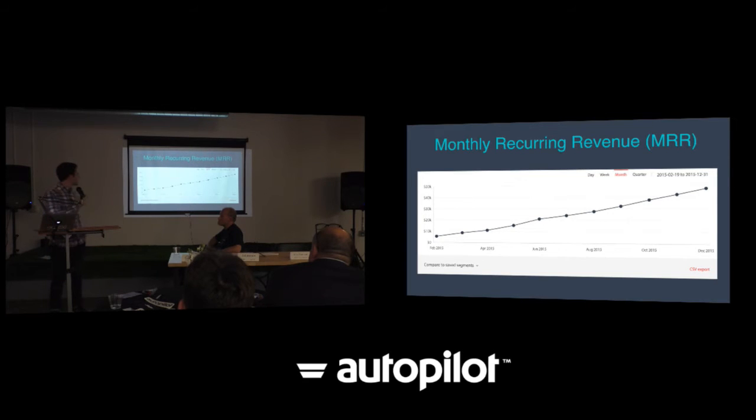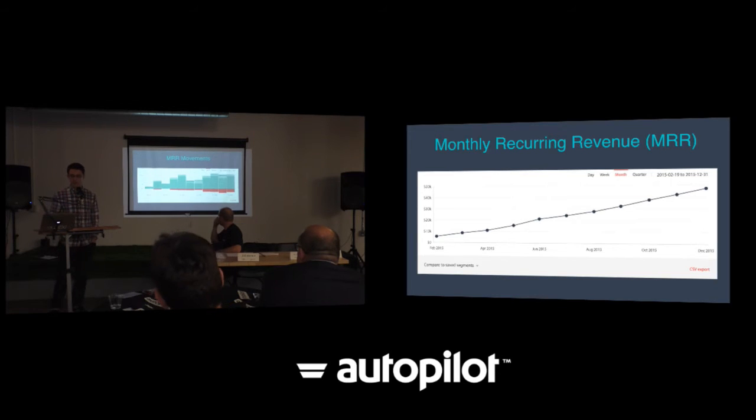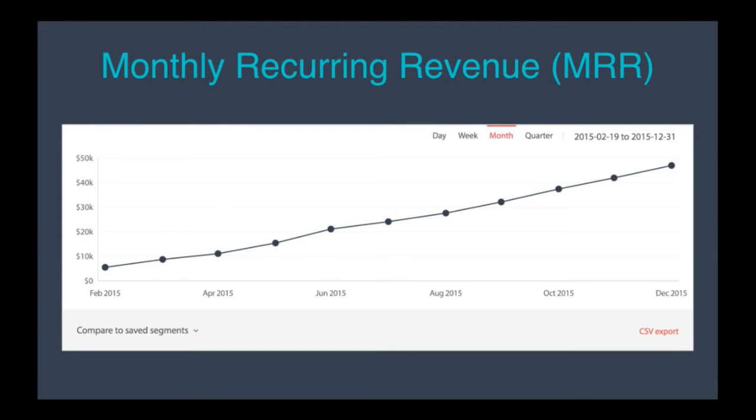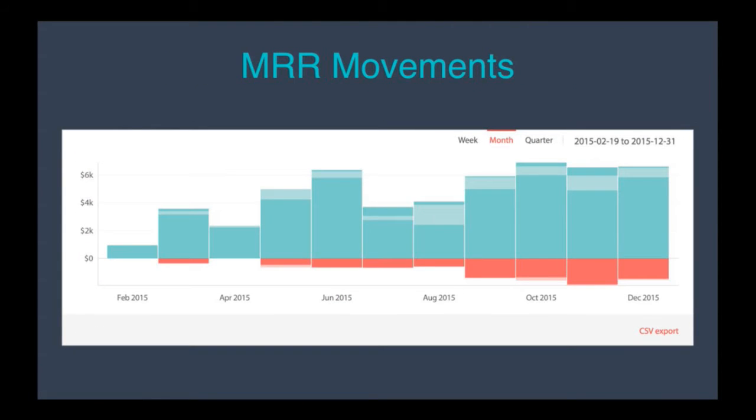It usually looks like this if you're doing okay. It goes up and to the right generally, but that's not particularly useful in and of itself. It doesn't tell you very much about the dynamics of your business. It's much better to break it out into the various movements of that. This graph is probably the one that I look at most when running our business, in that it really tells me how things are going.